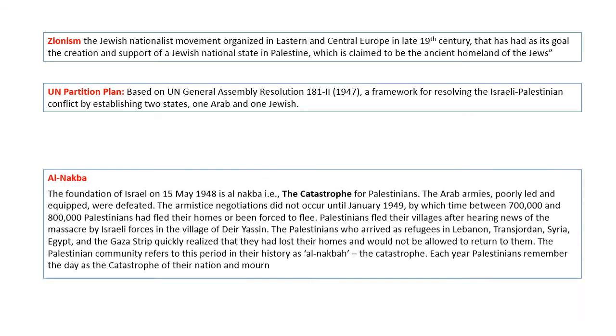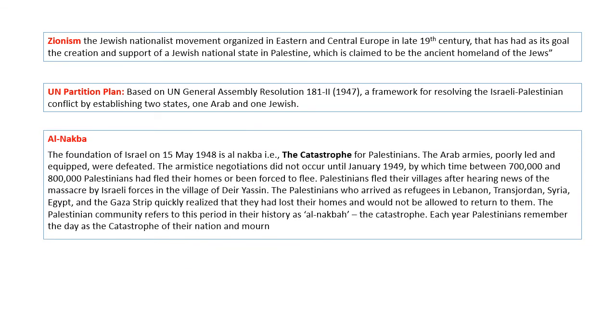Al-Nakba. The foundation of Israel on May 15, 1948 is Al-Nakba, i.e., the catastrophe for Palestinians. The Arab armies, poorly led and equipped, were defeated. The armistice negotiations did not occur until January 1949, by which time between 700,000 and 800,000 Palestinians had fled their homes or been forced out. Palestinians fled their villages after hearing news of the massacre by Israeli forces in the village of Deir Yassin.